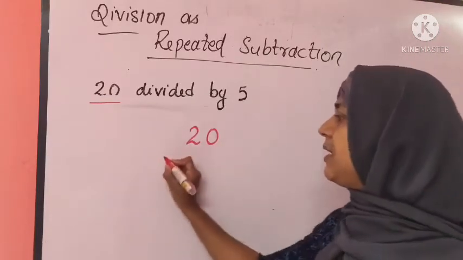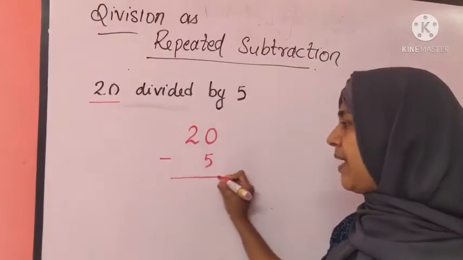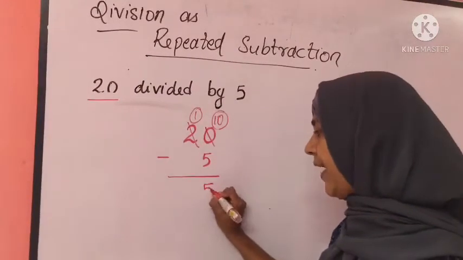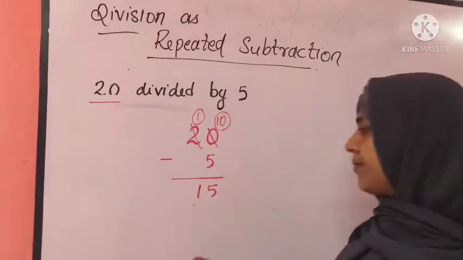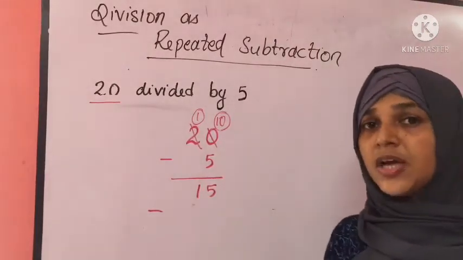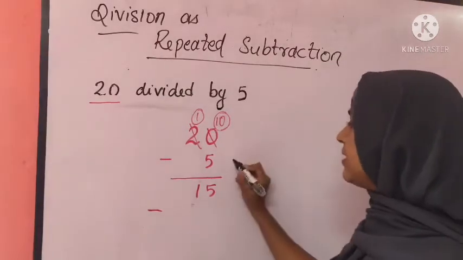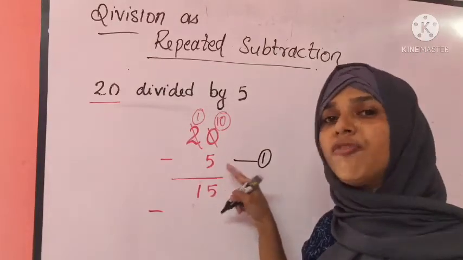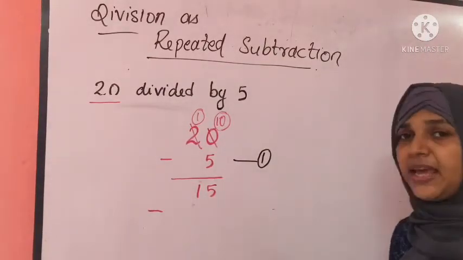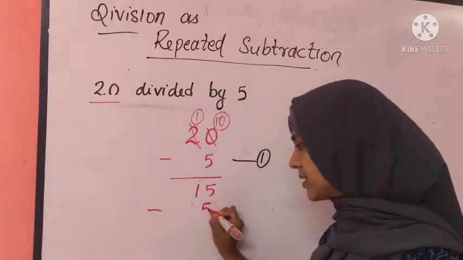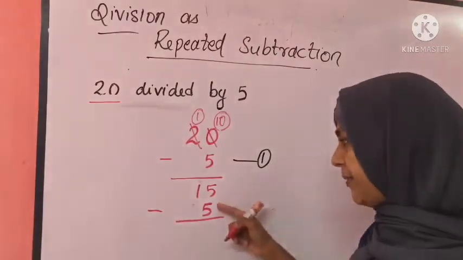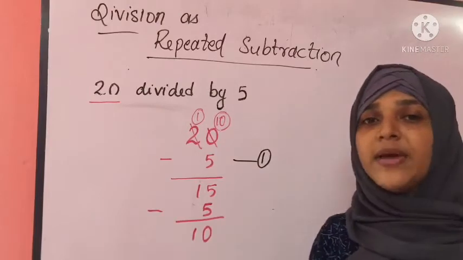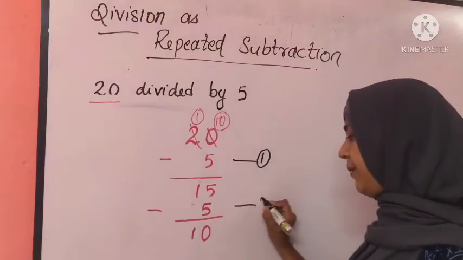Let's do that. 20 minus 5. So 20 minus 5 is 15, and this is the first time we are subtracting 5. This is the first step. Now again we have to subtract 5 from this. 15 minus 5 is 10. Now we have subtracted the second time.